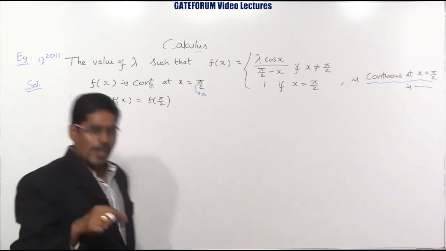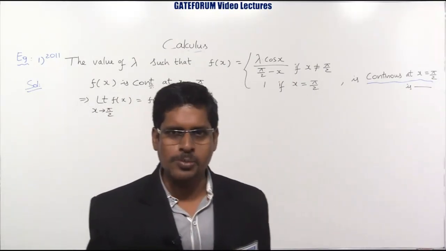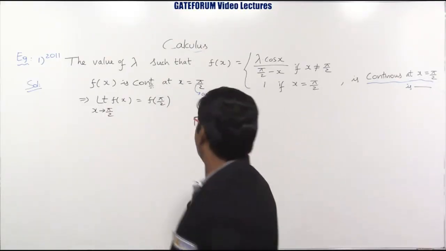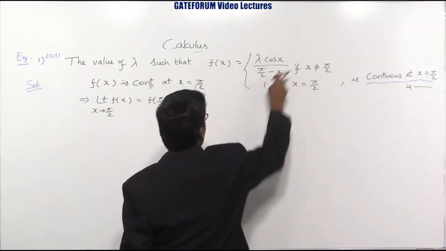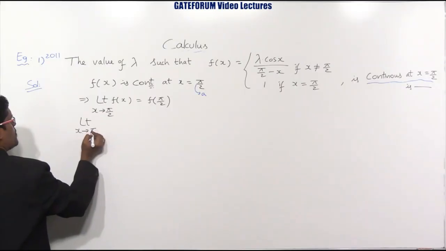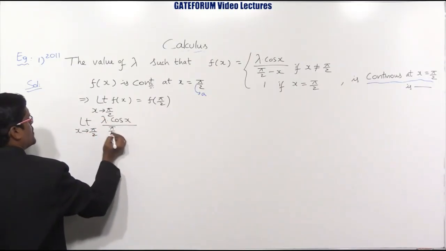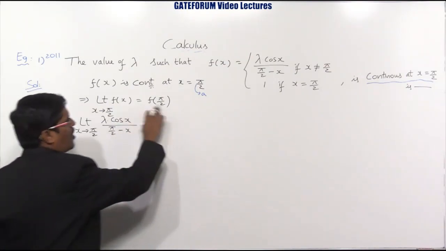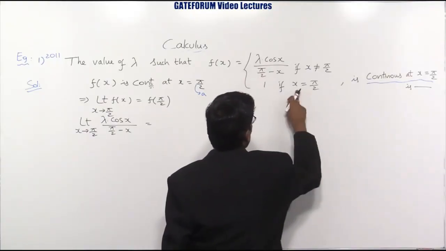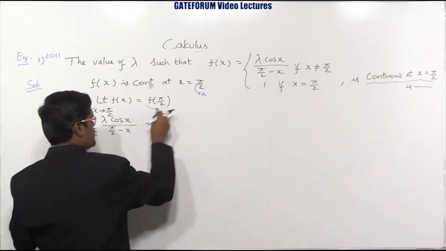What I told: x tends to a means x value is almost a. Almost a means not equal to a. Similarly, x tends to pi by 2 means x value is almost pi by 2. Almost pi by 2 means not equal to pi by 2. When x is not equal to pi by 2, which function is to be considered? The top one, that is the first one. Limit x tends to pi by 2 of lambda into cos x divided by pi by 2 minus x is equal to f of a, that means f of x value at x equal to a. But when x is equal to a, that f of x value is 1. Okay. So what does this mean?